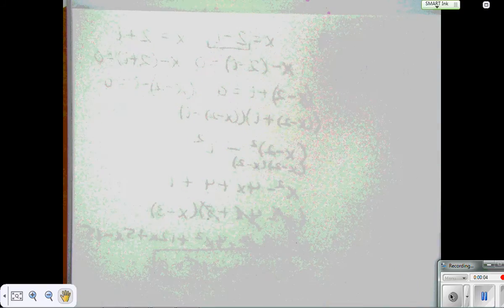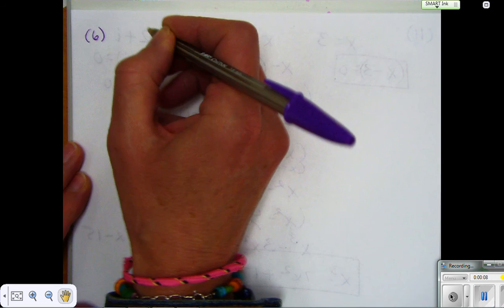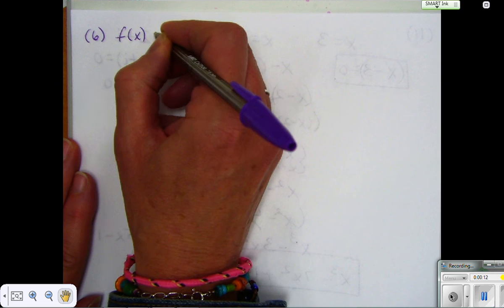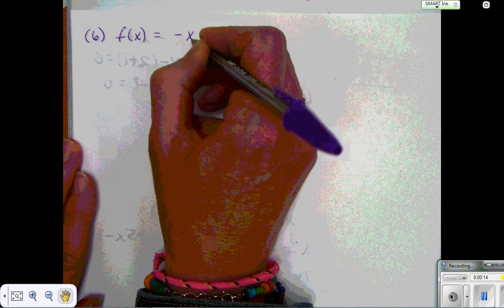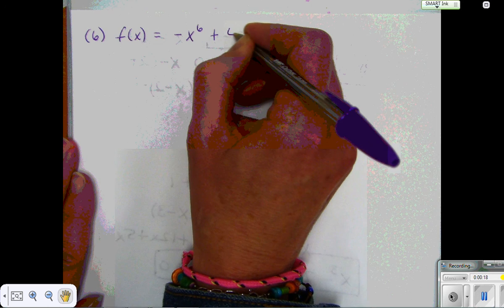Okay, now we're going to move on to number 6. I know number 5 was kind of confusing, so let's do number 6 together. We're doing the same thing. We are going to determine the possible positive zeros, negative zeros, and imaginary zeros, the possible number.